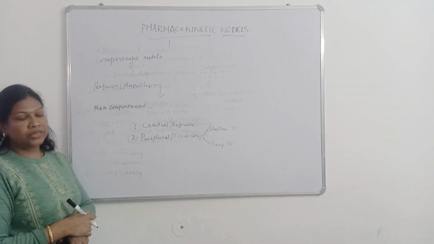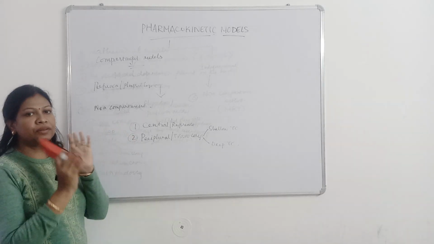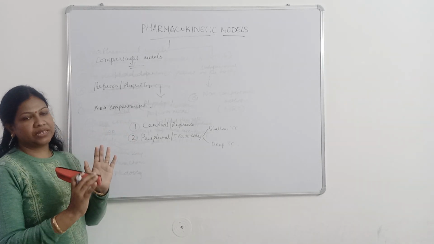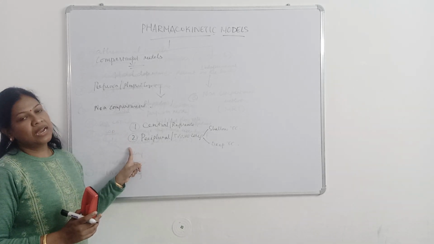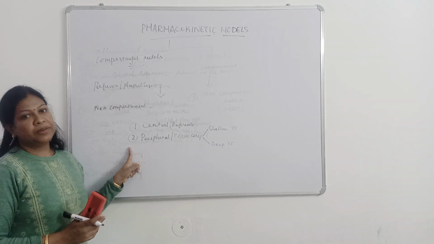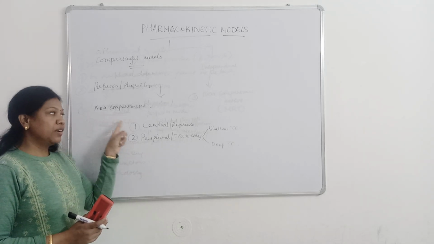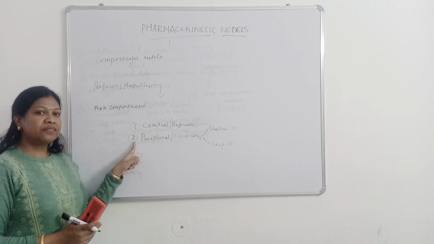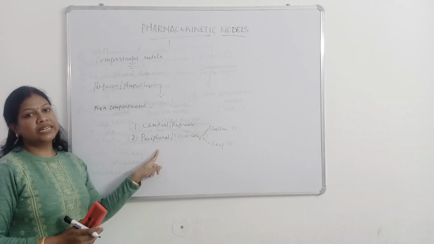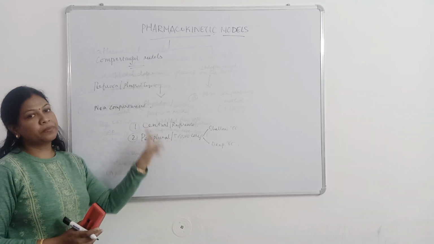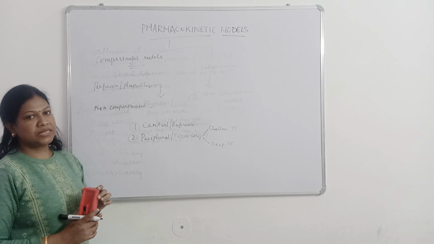So the compartments, depending upon the number of compartments: if it is 1 compartment, only the reference compartment will be there. If it is 2 compartments, 1 will be the central compartment and the other will be the peripheral or tissue compartment. And if there are 3 compartments, 1 will be the central compartment, another will be the shallow tissue compartment, and the third will be the deep tissue compartment. This tissue compartment will be further divided into 2, so totally 3 compartments will be there.